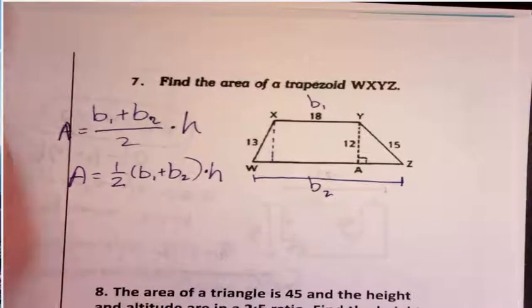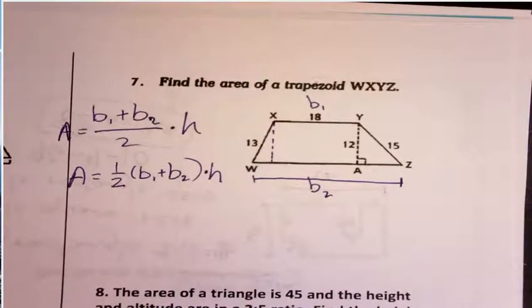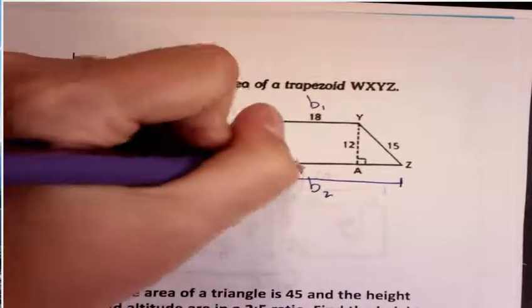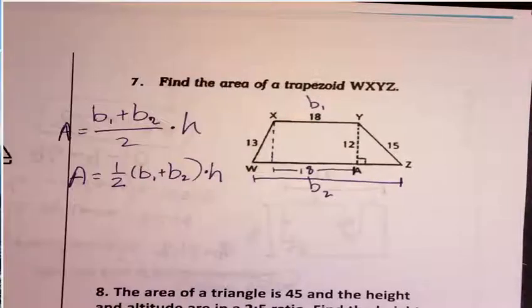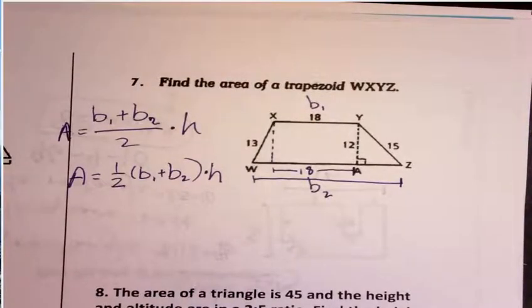Alright, notice what we have going on here. We've got 18 on the top. We've got a rectangle. So that means this piece from here to here is going to be 18. And then you've got 2 Pythagorean triples.